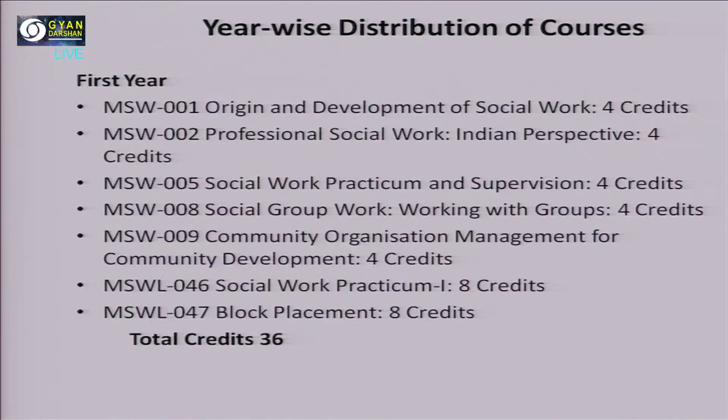So now let's discuss the program details year wise. The first year: MSW 001, Origin and Development of Social Work, a 4 credit course. The second one is MSW 002, Professional Social Work: Indian Perspective, 4 credits. The third course is MSW 005, Social Casework, Practicum and Supervision, 4 credits. The next one is MSW 008, Social Group Work: Working with Groups, 4 credits. Next is MSW 009, Community Organization and Management for Community Development, 4 credits.